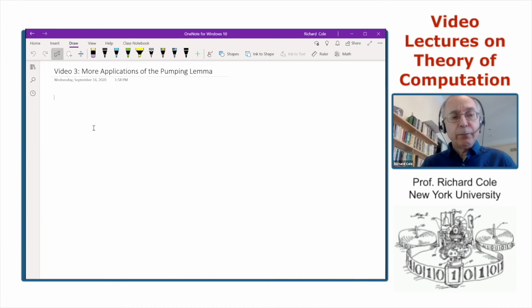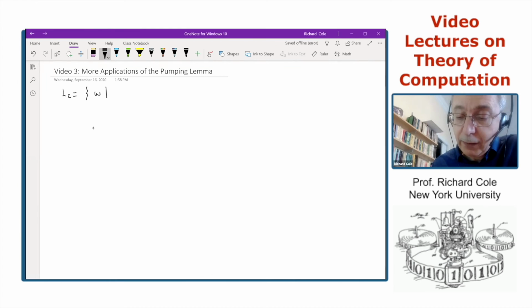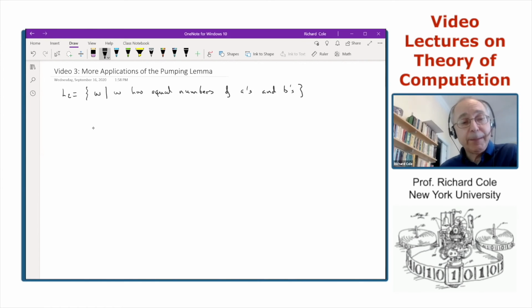In the last video, we proved the pumping lemma and used it to show that one language was non-regular. In this final video, we're going to show several more examples of non-regular languages and give proofs that they are indeed non-regular. So let's get going. Let's look at the following language. L2 is the strings W such that W has equal numbers of A characters and B characters, but in no particular order.